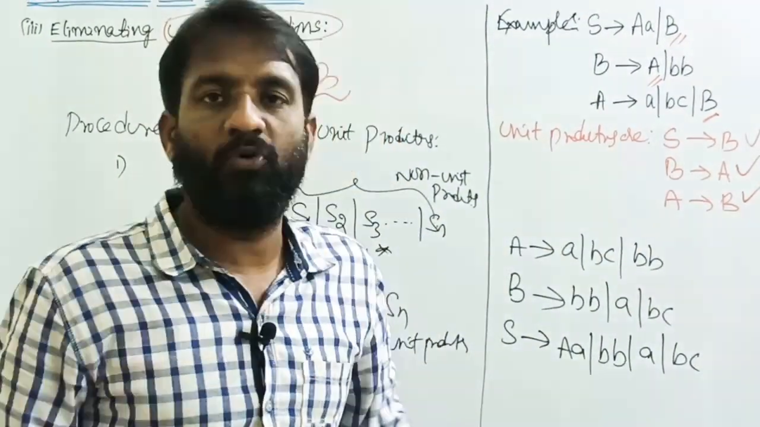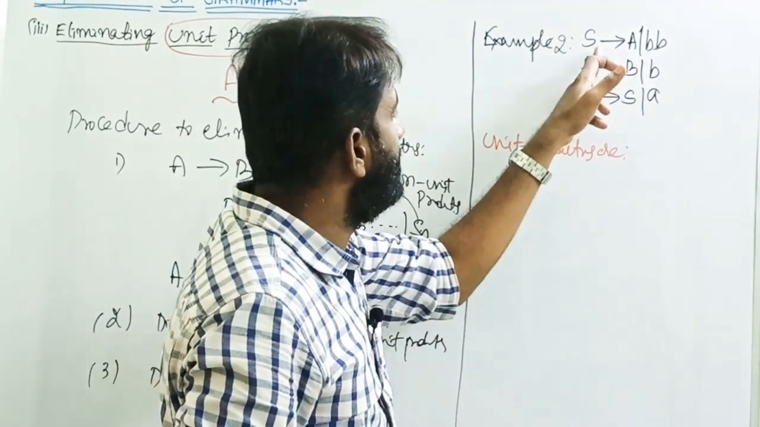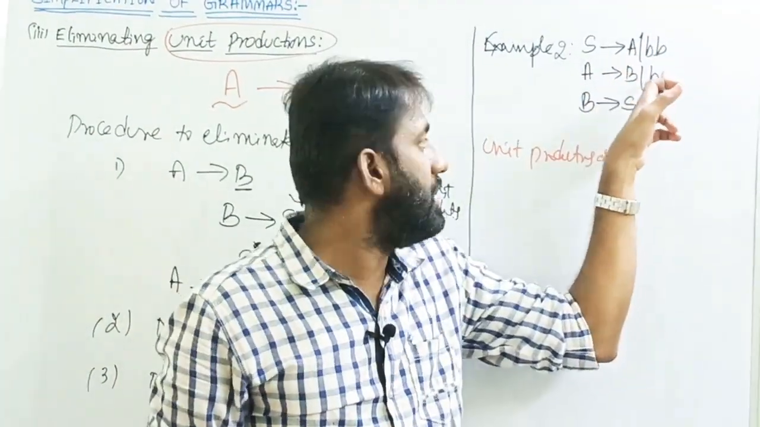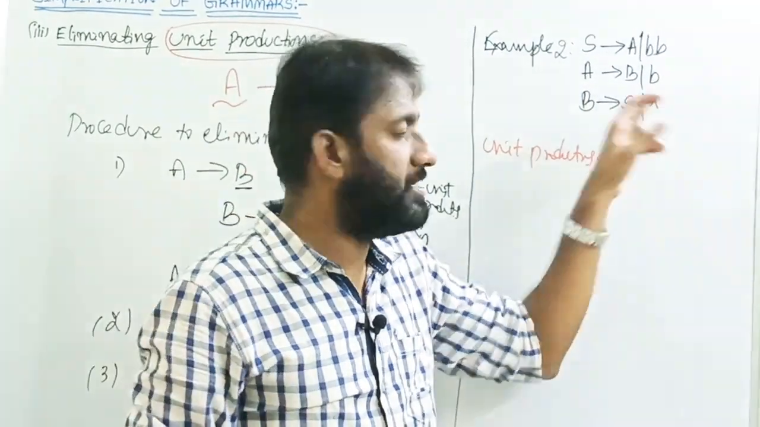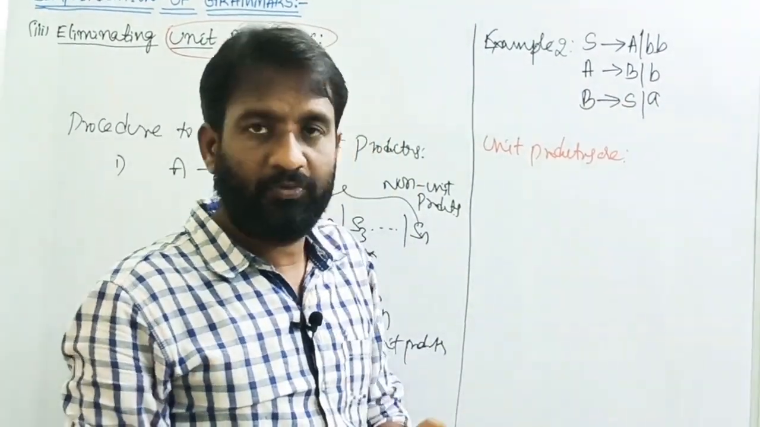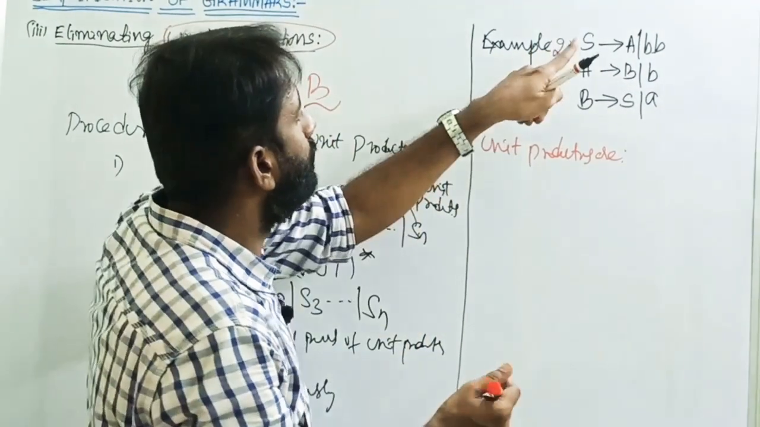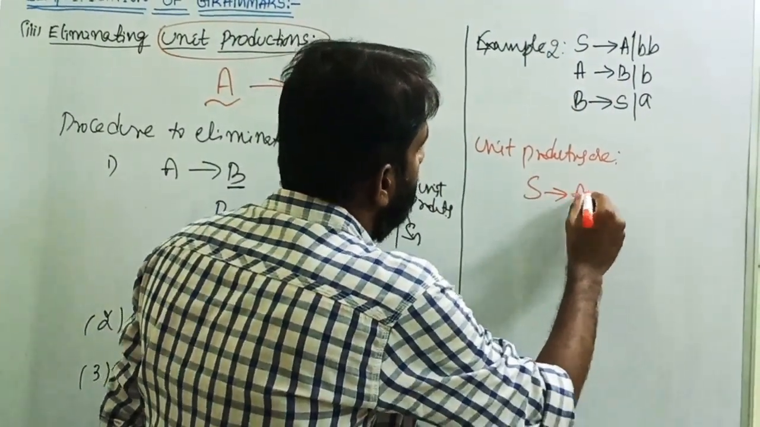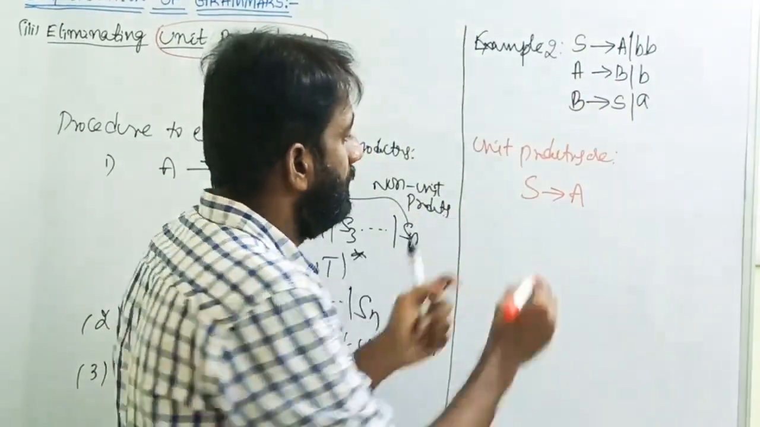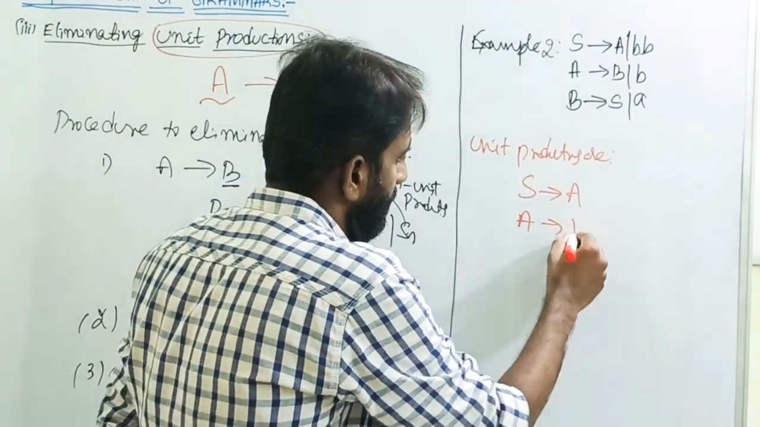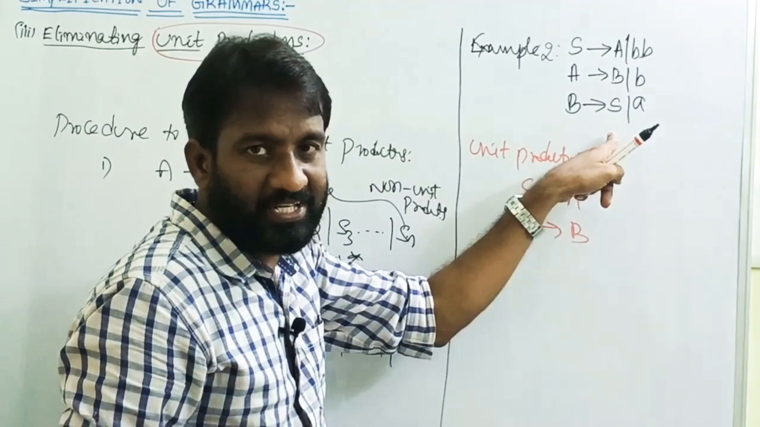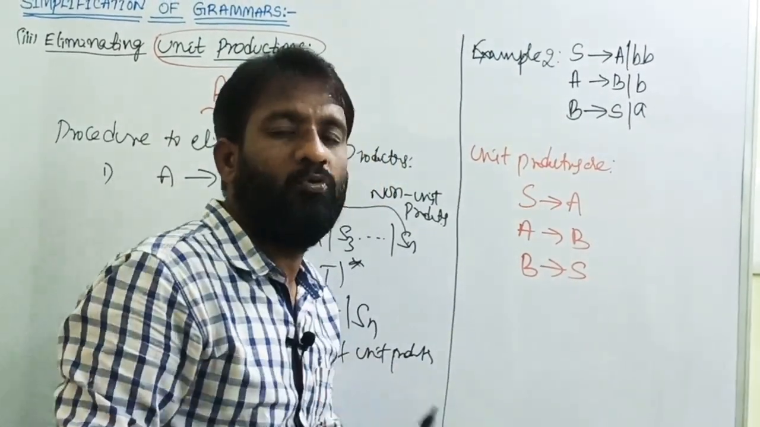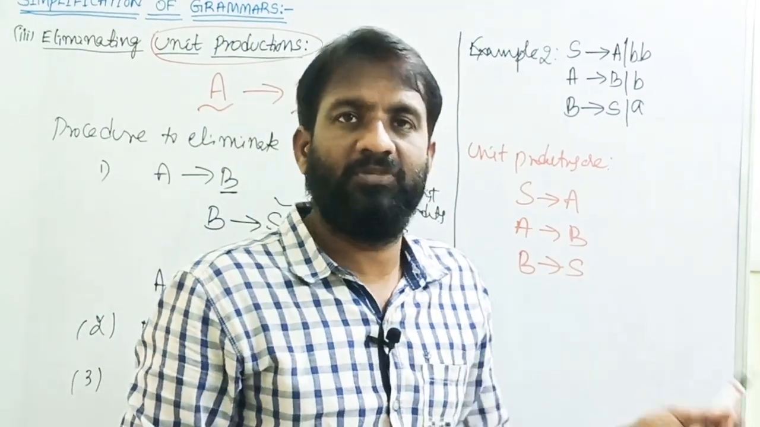Let's consider one more example. The given grammar is S tends to capital A slash double B, A tends to capital B slash B, B tends to S slash A. First identify the unit productions in the given grammar. S tends to A. Then A tends to B. Then B tends to S. Then remove the unit productions from the grammar one by one.